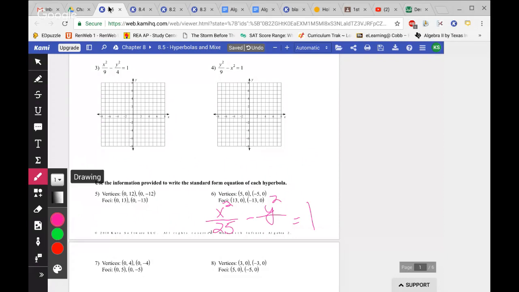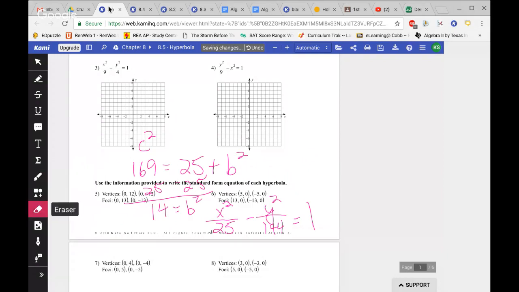In order to find that value, I'm going to take the foci, which is 13 and -13, and square it, which is 169. And then my vertex is 5 squared, which is 25, plus b squared. I'm going to subtract 25 from both sides. It's kind of nice that my figures are pretty much the same in both of these. 144 equals b squared. So that's going to fit underneath my y. Now I have enough information to write the equation in standard form.